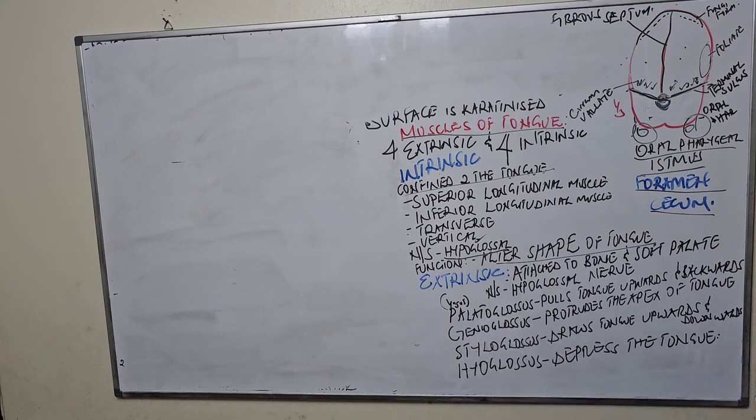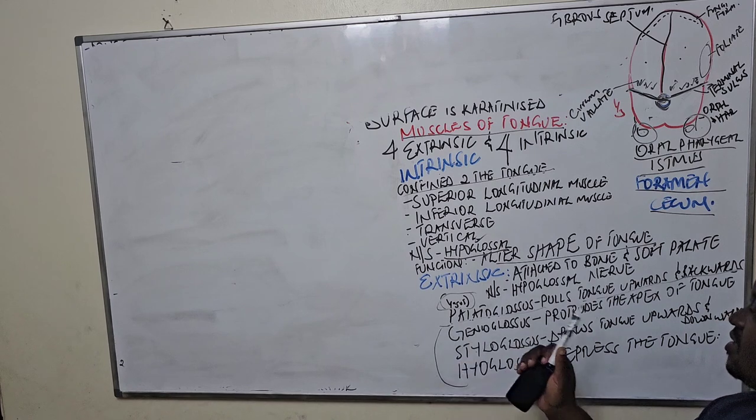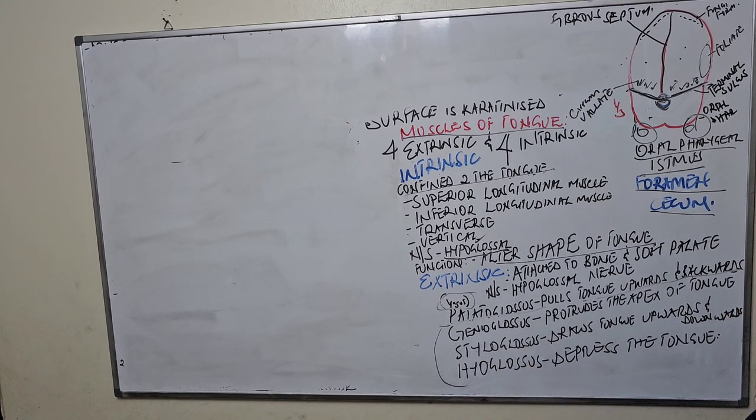Then we go to extrinsic. What are the functions of the extrinsic? These ones are attached to bone and soft tissue. Nerve supply, hypoglossal nerve. However, one of them is going to be supplied by what? The vagus nerve. Palatoglossus, this one is important because it pulls the tongue upwards and backwards, and unlike the others, it is supplied by the vagus nerve. Remember the vagus nerve? One of the cranial nerves.